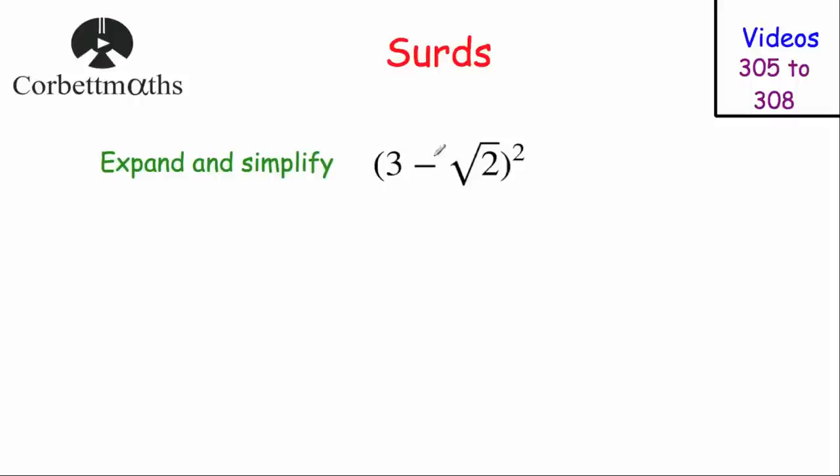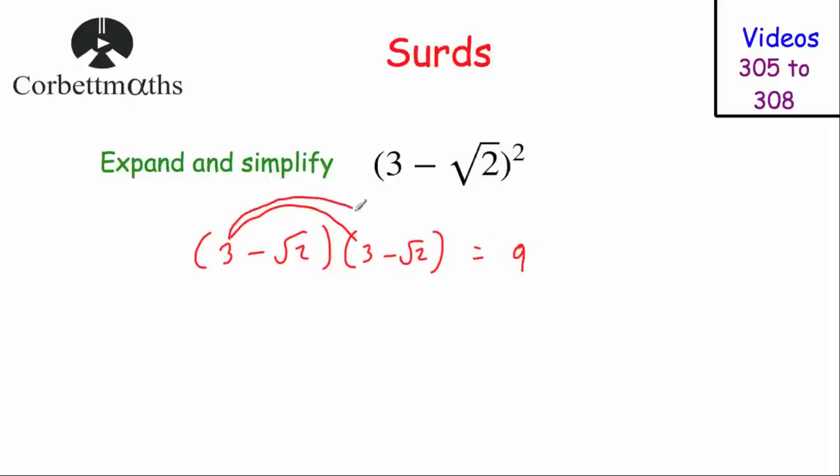So here we've got 3 minus root 2, close bracket, squared. And whenever we've got a bracket squared, it means to multiply it by itself. So let's write the bracket out beside itself. So 3 minus root 2, close brackets, 3 minus root 2, close brackets. And we're going to multiply this by itself. So we're going to do 3 times 3, which is 9. So that's equal to 9.